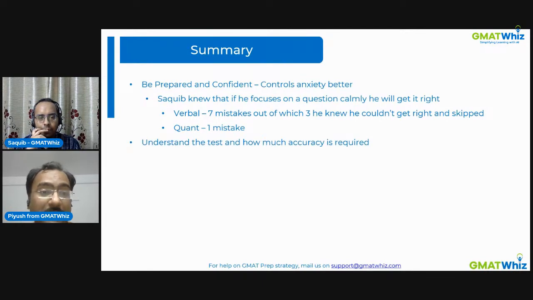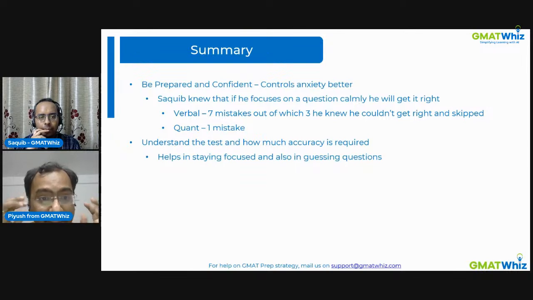Understand the test and understand how much accuracy is required. We wanted to talk about this today itself, but we'll talk about the accuracy angle also in the next class. This helps you in staying focused. As Saquib was telling, in SC he knew that he's skipping a few questions, and he knew how many questions he could skip and it would still not hurt him. That understanding always helps, and we'll discuss it later on.